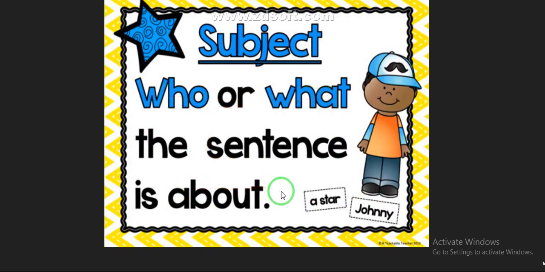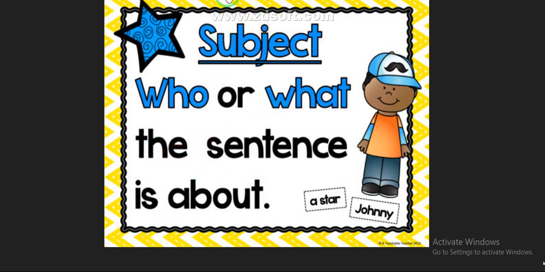For example, the boy is happy. About whom am I talking? Say in your mind, ask yourself, about who or about what am I talking? I'm talking about what, the apple is happy? No, who? Bravo, the boy. So the boy is the subject. Who or what the sentence is about is the subject.